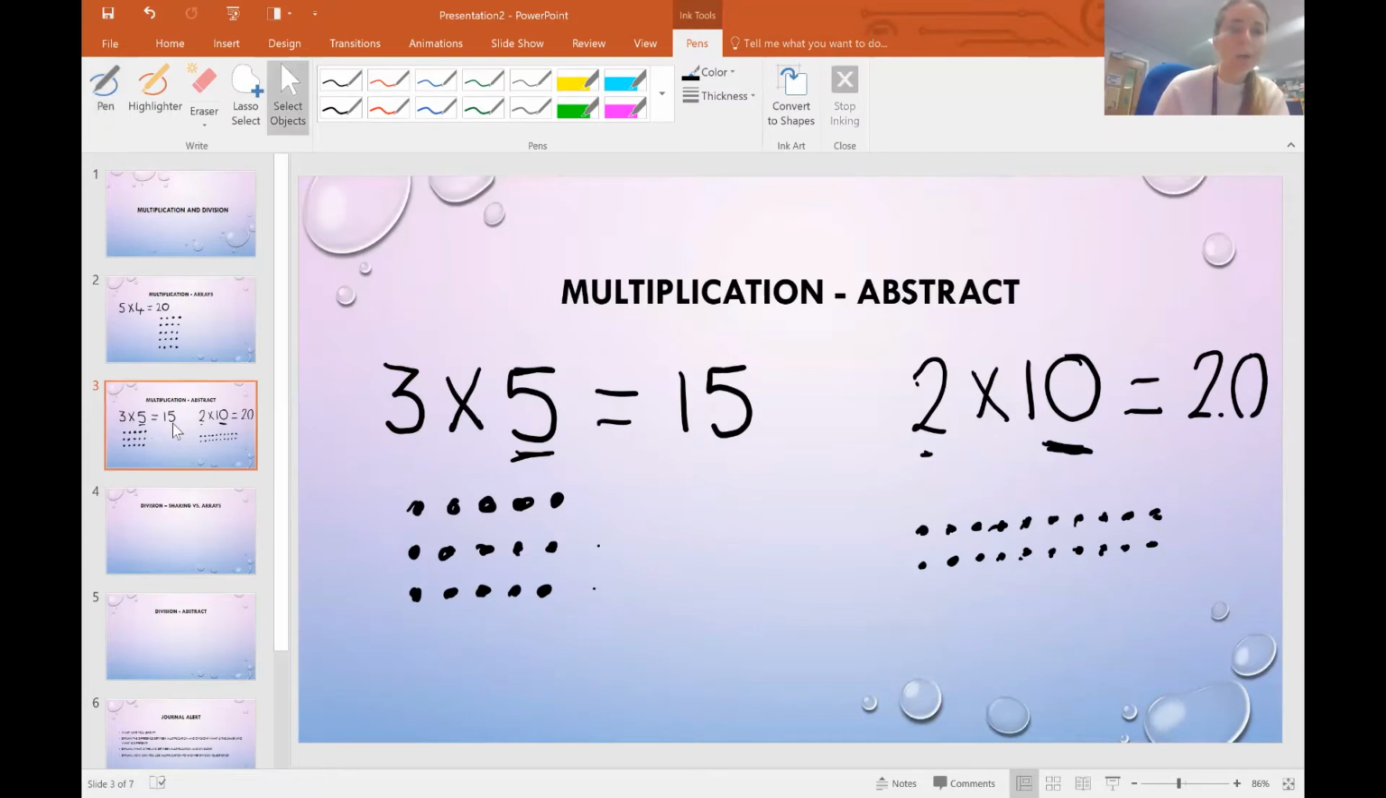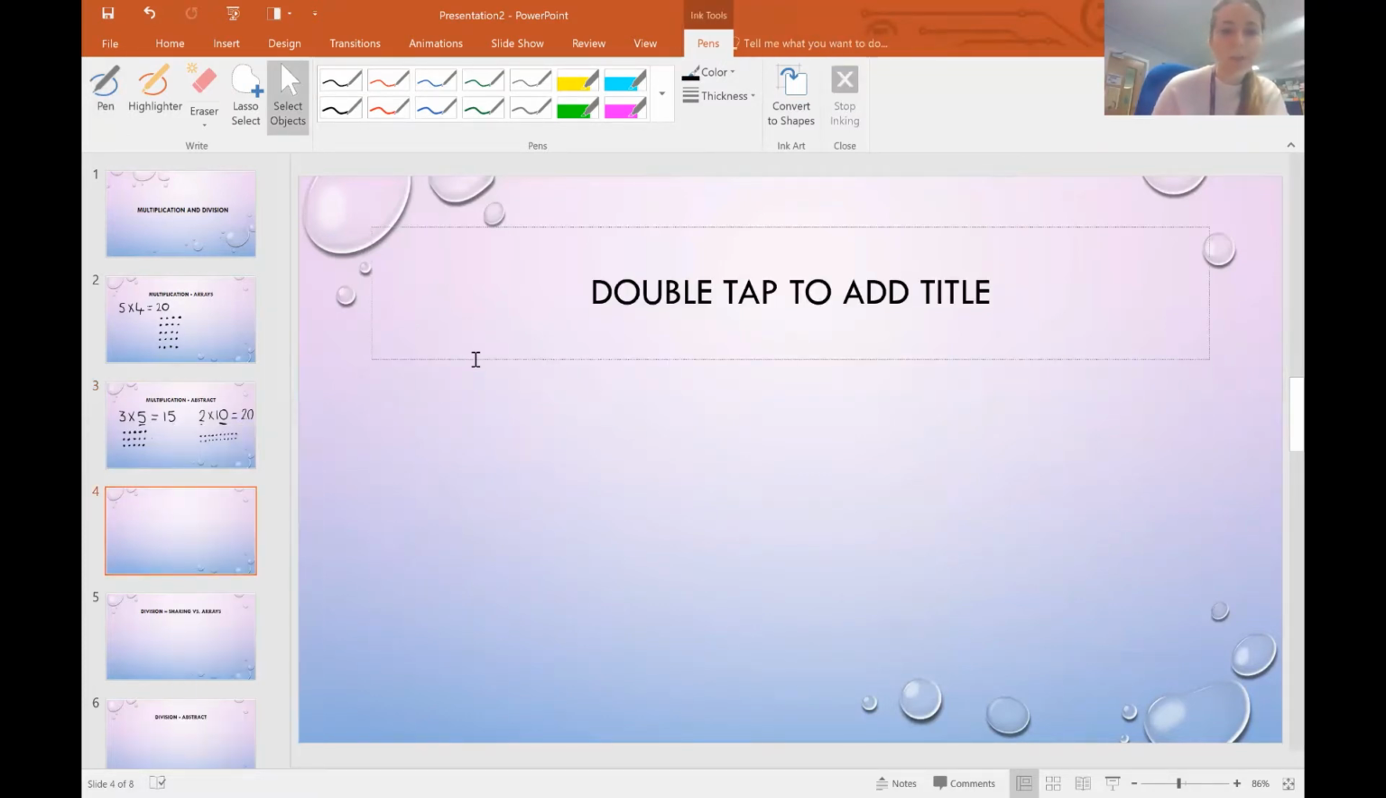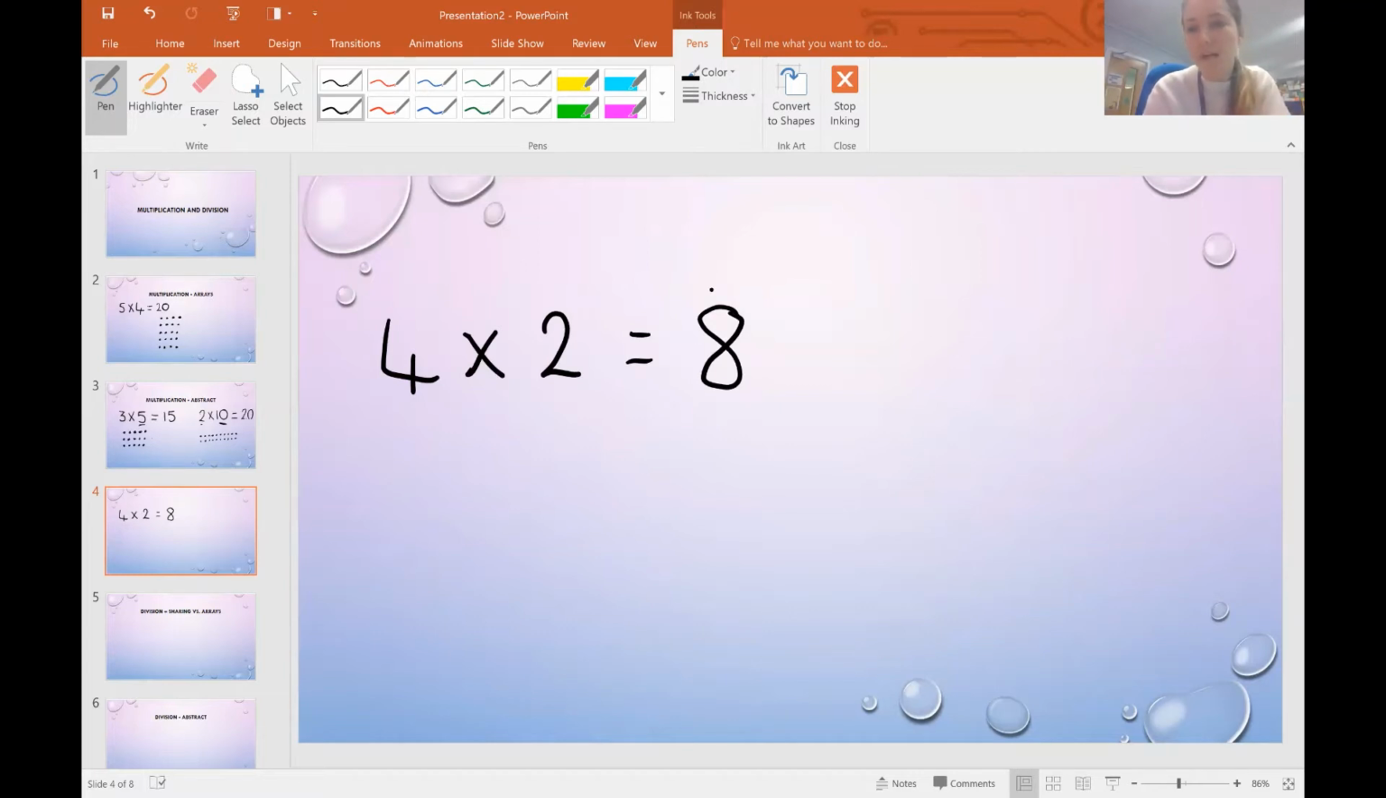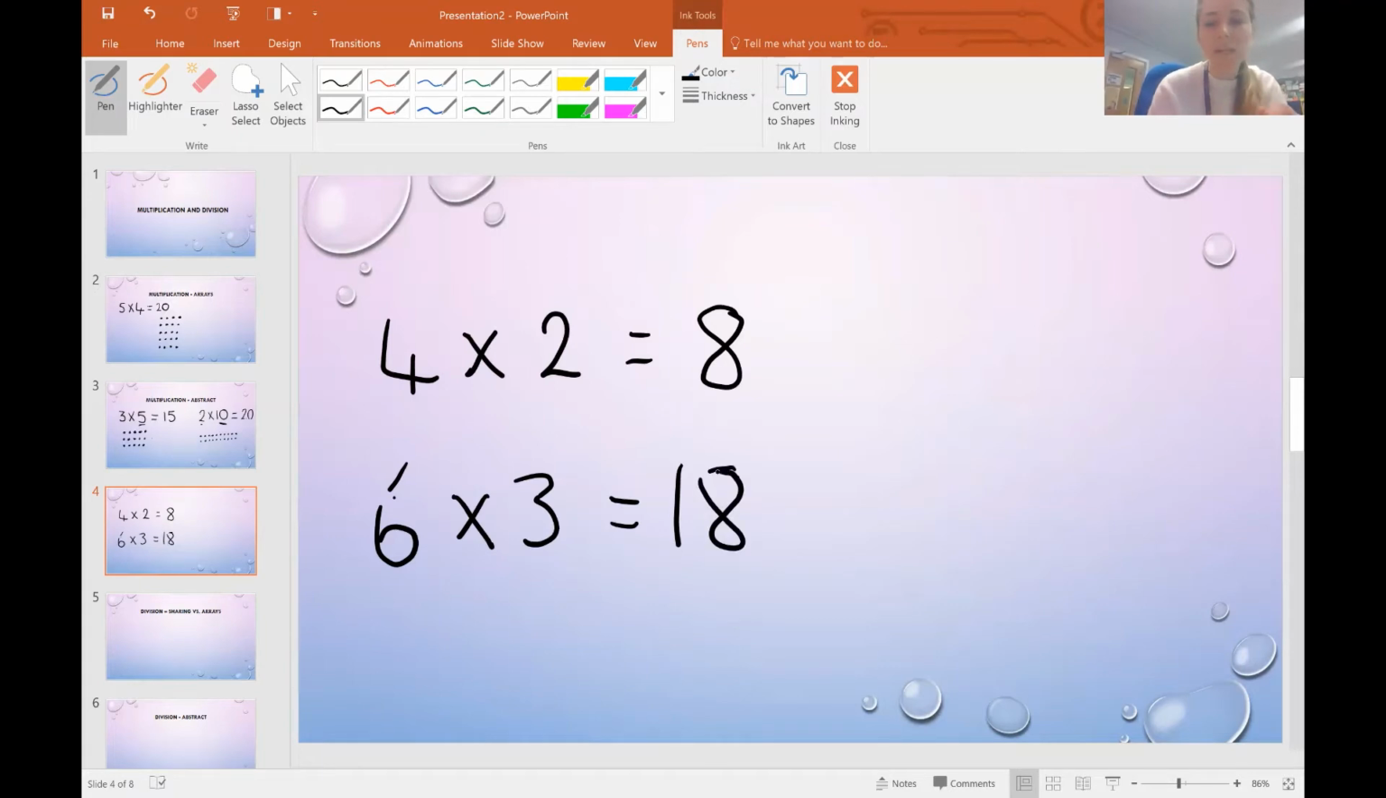So let me give you a few more examples of where we can count in steps of those numbers. So let's have a go at 4 times 2. I know that I need to count in 2s 4 times. 2, 4, 6, 8. So the answer is 8. And I could draw an array to prove it if I wanted to. Let's have another go at 6 times 3. That means I need to count in threes 6 times. If I'm not sure, then I could use a number line to help me. Let's count in threes 6 times. 3, 6, 9, 12, 15, 18. So the answer is 18. Now again, I could use a pictorial jotting of an array to prove that if I wanted to.